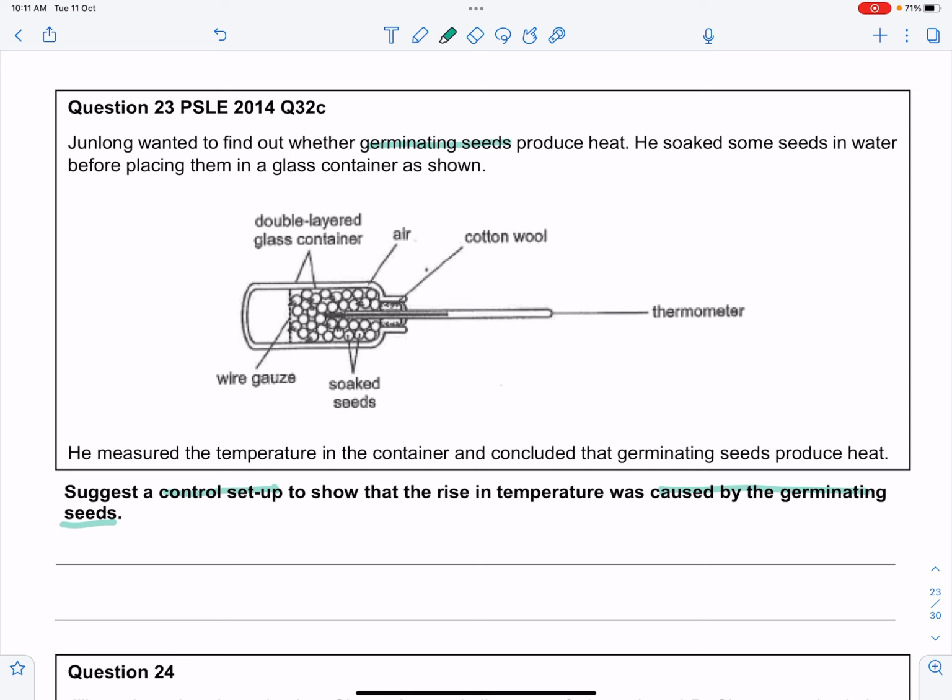If you think about it, Junrong wanted to find out whether the presence of germinating seeds produces heat. If I change the wording to the presence of, then you realize the presence means have and don't have. That's the difference, right? One scenario have, one scenario don't have. Correct? So actually this is your change variable, the variable that you are testing out. So a control setup means that you want to remove away this variable. So in your control setup, there will be no seeds. You do not have the soaked seeds.